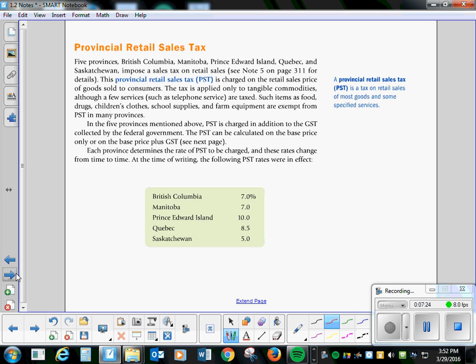Provincial sales tax is charged on retail sales price of goods sold to consumers. The tax is applied only to tangible commodities, although a few services, such as telephone service, are taxed. Such items as food, drugs, children's clothing, school supplies, and farm equipment are exempt from PST. So PST doesn't get charged to everything. And you can see in Saskatchewan we have a 5% PST.